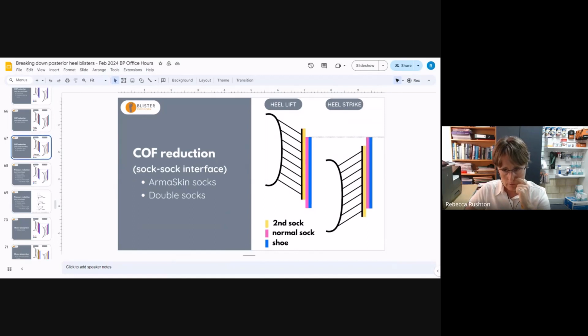Double socks. The idea here is that the lowest frictional interface is the sock-sock interface. So the normal sock is the pink one here. The second sock is the yellow one. So the second sock stays in stationary contact with the skin. The normal sock stays in stationary contact with the shoe. And there is slippage between the two sock layers. So that releases the skin to move in sync with the bone at an earlier moment in time, thereby reducing the magnitude of that shear deformation with every step.